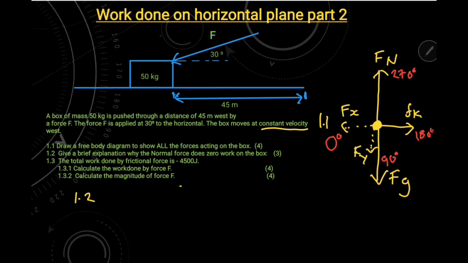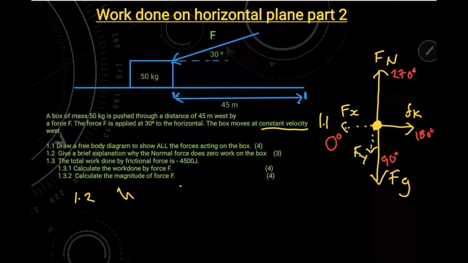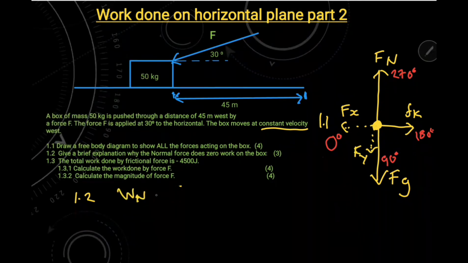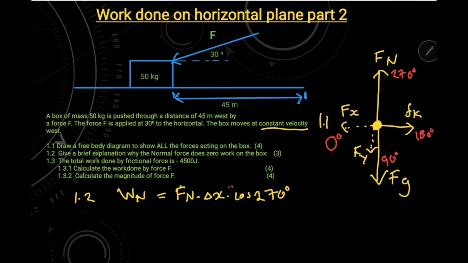If we use the work formula, W, work done by the normal, is Fn, normal force, times delta x times the cos of 270 degrees. What is the cos of 270 degrees, guys? Cos of 270 degrees is 0. Okay, so this whole expression becomes what?